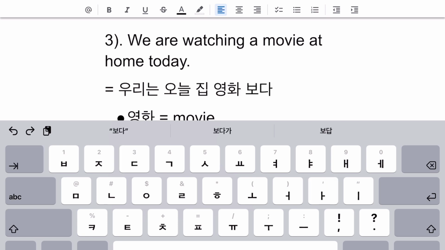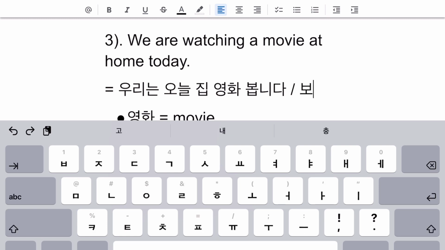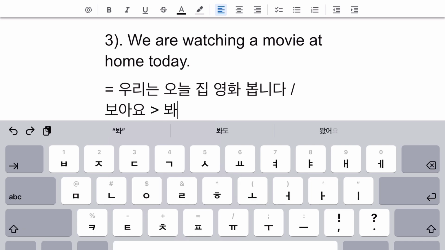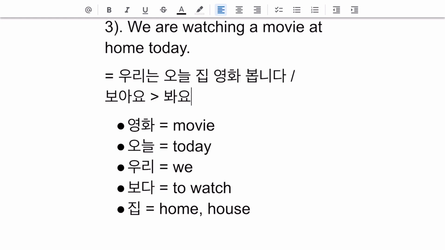This one can be kind of tricky, so I'll conjugate it in both formalities. So for formal, we just take off the da. The last letter is a vowel, so we need this ending. 봅니다. Or if we're doing casual, we take off the da. The last letter is o, so we need the 아요 ending. And then it gets contracted even further to 봐요. That's because a lot of the times we can't have two vowels right next to each other. So the o and the a, we can't have that right next to each other. So usually in that case, we condense it down. So 봐요. 우리는 오늘 집 영화 봅니다. 봐요.